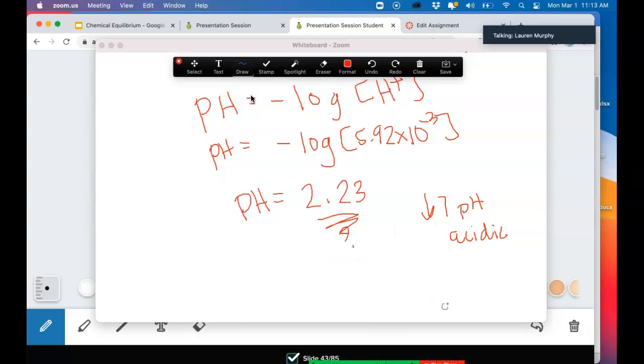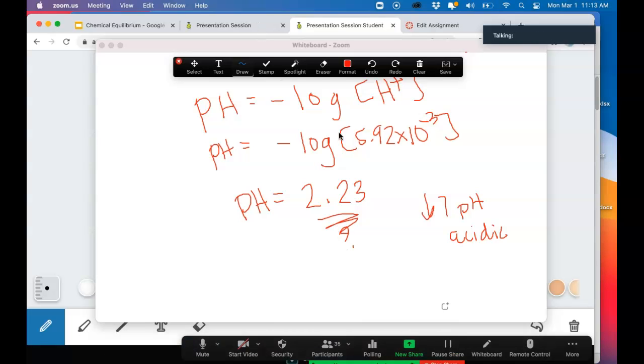And then if there were solids or liquids present in any of these equilibriums, you don't even put 0. You don't even include them in the expression. They're just not even a part of it. There's no number associated with them. Okay.